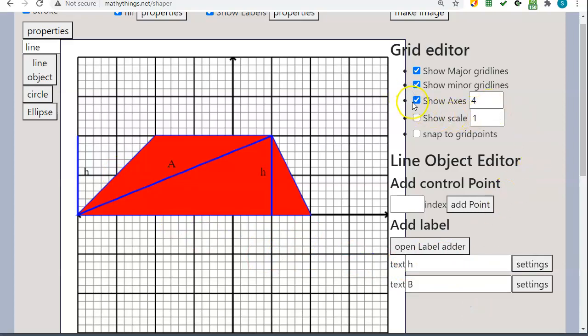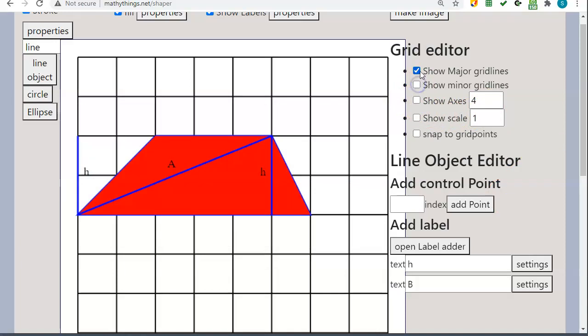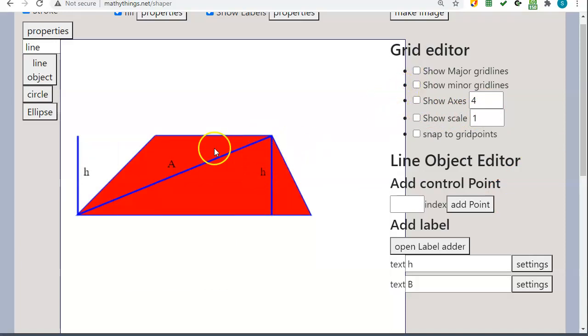Now I'm going to hide the axes here so we can see all the other stuff. Alright, so our height is the same for both triangles. Here's our first base, and here is our second base. So we have the area of this triangle down here, and the area of this triangle up here. Alright? Good.